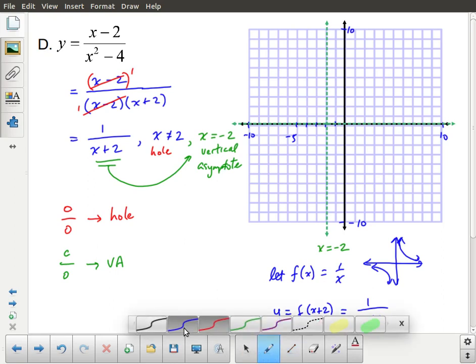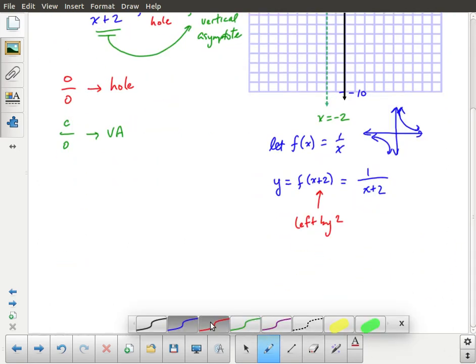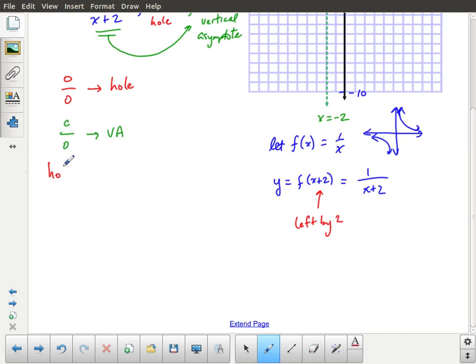And then the other thing is that the overall shape of the graph is going to be the same. Now, in this case, again, let's locate the hole. So I'm going to ask, what are the coordinates of the hole?